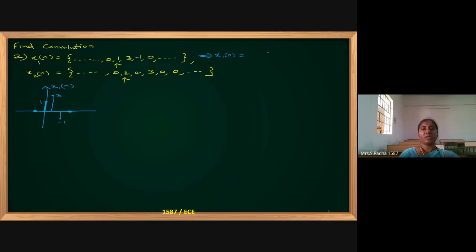The sequence n has elements 1, 3, minus 1, 0. Okay, after 0, what is happening? To the left of 1, 0 is there. After 0, again it is 1, 3, minus 1. Again 0, again 1, 3, minus 1. That is the meaning of dot, dot, dot.